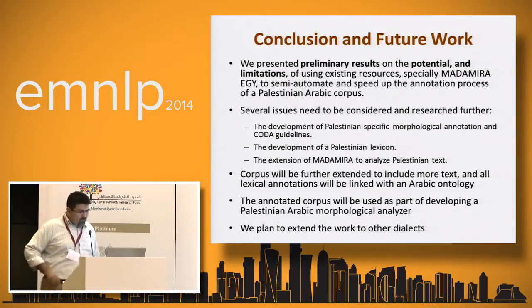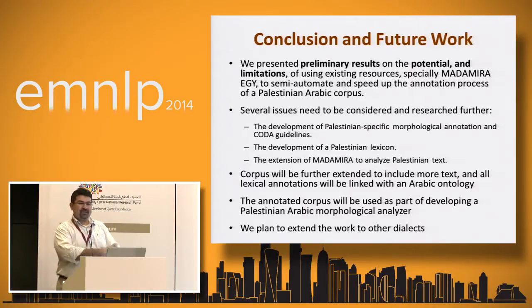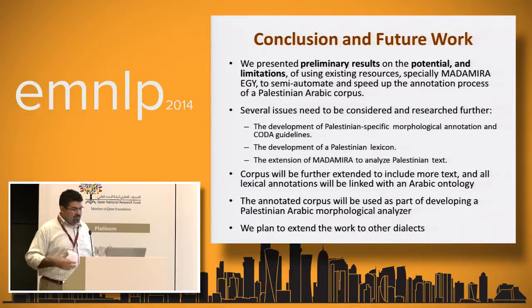Okay, so in conclusion, I presented here preliminary results on the potential and limitations of using existing resources, particularly the Madamira Egyptian resource, to help us in annotating this corpus. We presented the collection of this corpus. It's a small corpus. We're also independently developing a tool to help us with doing the annotation that is aware of the closeness and similarities between dialect, Standard Arabic, and the dialect of interest, in our case, Palestinian Arabic. And some of the issues that we had to consider was how to develop a Palestinian-specific, maybe perhaps in this conclusion, think dialect-specific for a new dialect. It doesn't really necessarily apply. I think the lessons could apply to any other new dialect that is of limited resources that we're interested in.